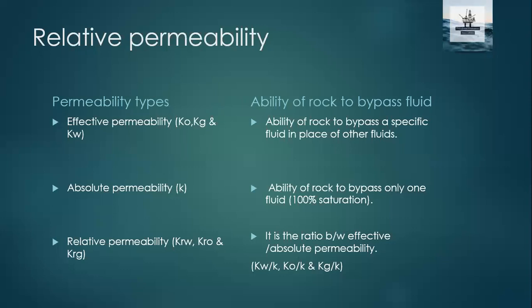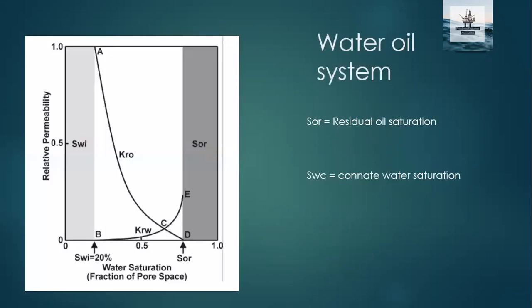What is effective permeability? It is the permeability of a rock where it will allow one fluid to flow in the presence of another. That is effective permeability. Absolute permeability is the ability of a rock to flow only one fluid which is having 100% saturation. Relative permeability is the ratio between effective and absolute. So here what I want to discuss is comparing wettability with relative permeability.